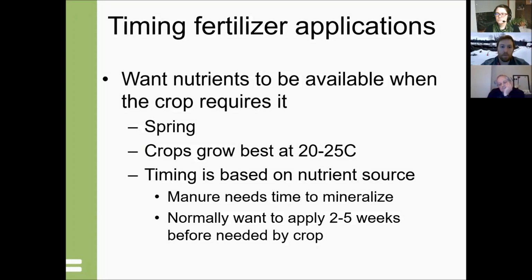And timing is also based on our nutrient source. So like I said earlier, manure needs more time to become available. Most fertilizer is already available. So if we have a manure that we want to apply, normally you want to get it out in the field somewhere between 2 and 5 weeks before it's needed by the crop. So those soil bacteria can work on it, they can break it down, and then when that crop is ready, it will be available in the soil for uptake.